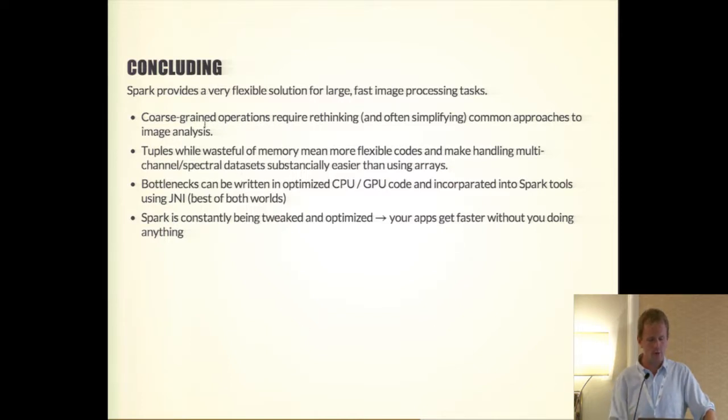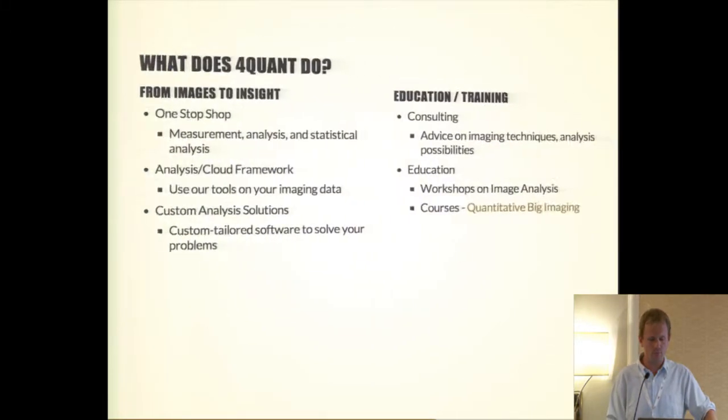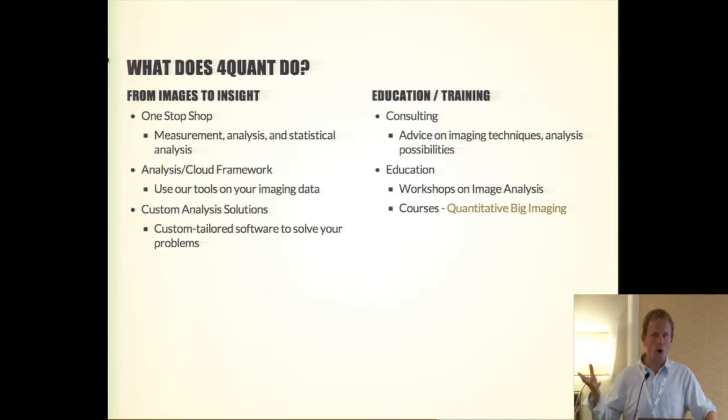There are, of course, bottlenecks, but I don't think they're game killers. I think they just require a little more work optimizing the Spark code, and optimizing usage of CPU and GPU resources when they're available. And I think that in the future, many of these performance issues will be negligible, or hopefully they will be. So in terms of 4Quant, which is the company I mentioned at the beginning, what do we do?